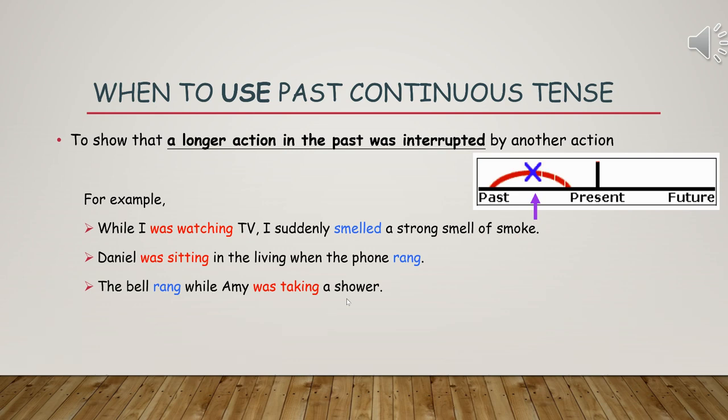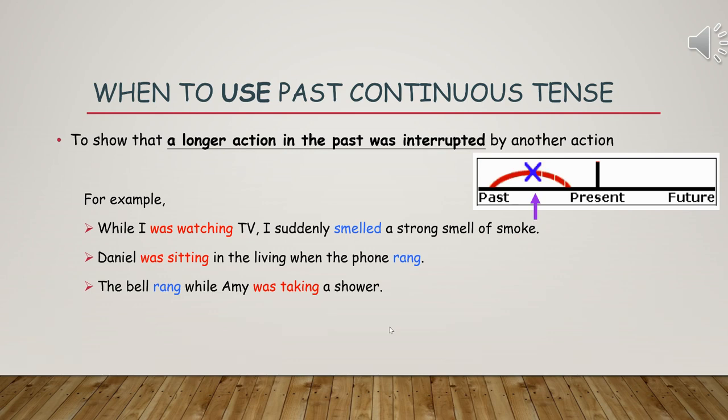Here are a few examples. While I was watching TV, I suddenly smelled a strong smell of smoke. The longer event is watching TV, so we use past continuous tense. Well, watching TV actually happened beforehand. And then the shorter action jumped in. So we use simple past tense, which is the smell.